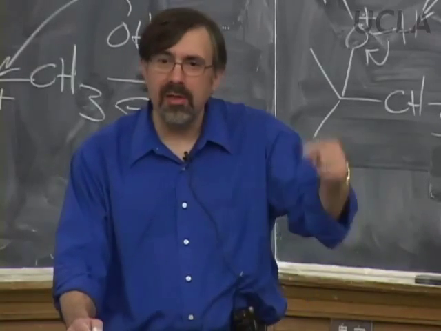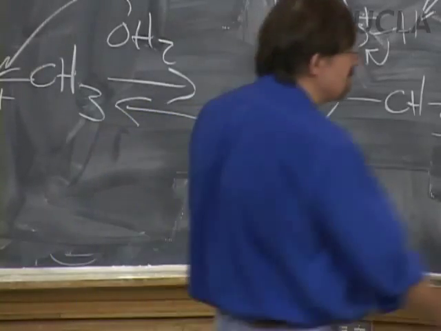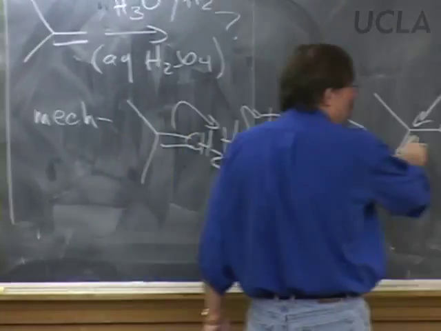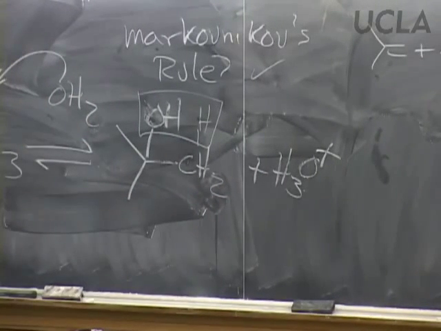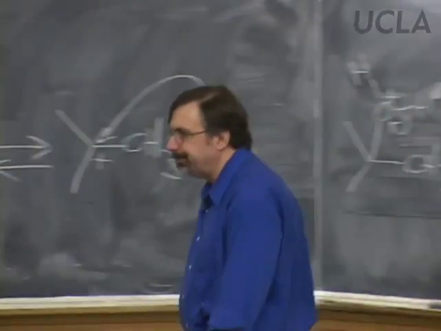Anything that's in the beginning that's regenerated later on in the mechanism is a catalyst. So this H3O+ can cycle around, protonate another one, we go through the whole mechanism, generates a new H3O+, and so on and so forth. So you really only need a small amount of H3O+ to make this process go forward or backwards.